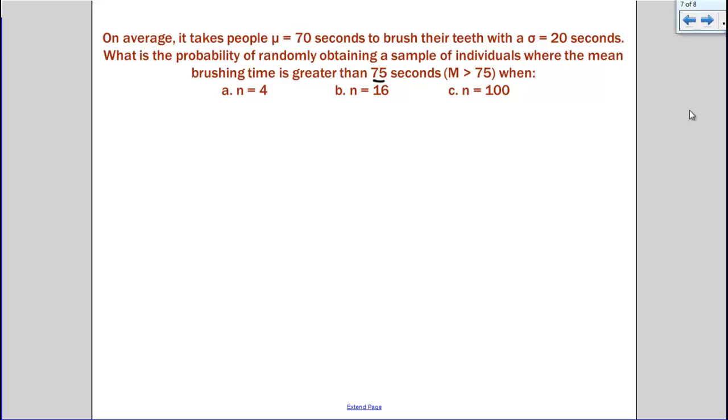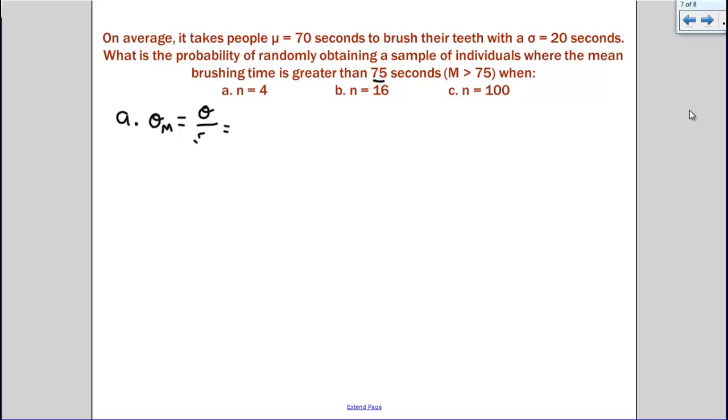So for part A, I'm going to do each step for each one of these separately. For part A, we need to first figure out what is the standard error. The standard error is going to be the denominator of our z-score, and the standard error allows us to draw our distribution appropriately. So our standard error is going to be equal to our standard deviation divided by the square root of our sample size.